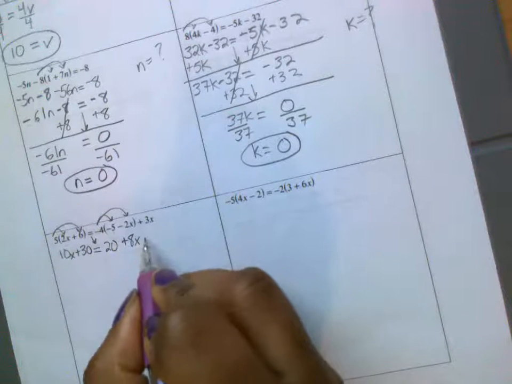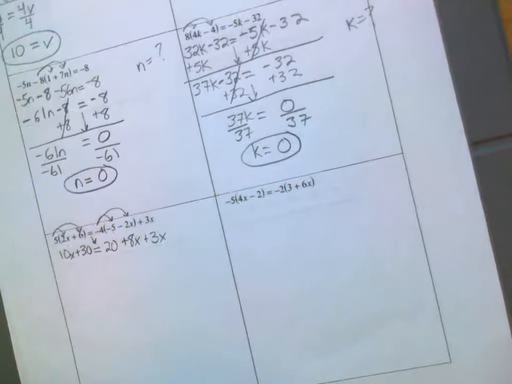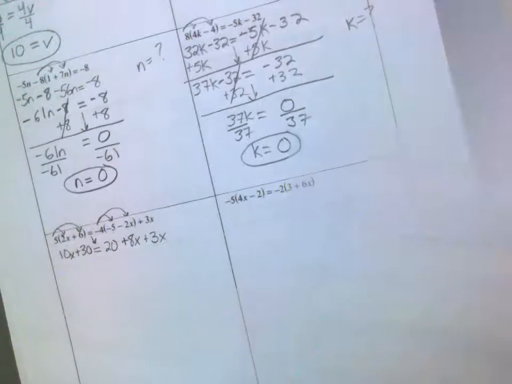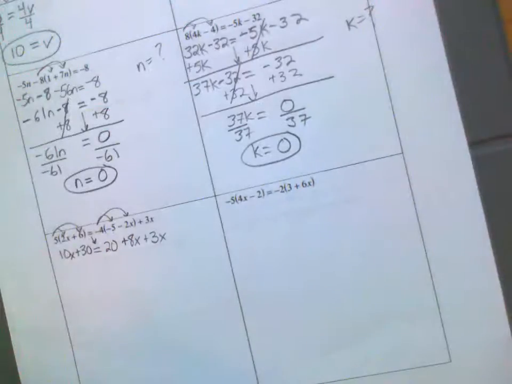All right, now we're going to bring everything else down. Great job. Now we're going to combine like terms. How do I know to do that, Miss Reyes? Because that's what my steps say. Combine like terms next. So we're going to combine like terms.